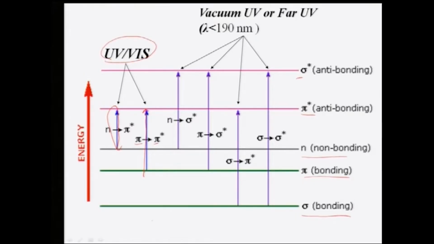Now you can also have transitions like n to sigma star, non-bonding to anti-bonding, or you can have pi bonding orbitals to sigma anti-bonding orbitals, or you can have sigma to pi star. You can have sigma to sigma star. And you know that these transitions require different energy levels.